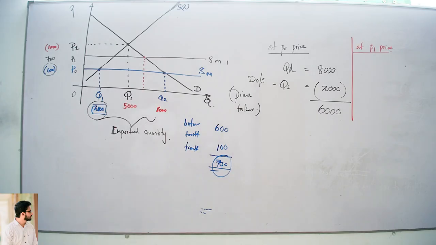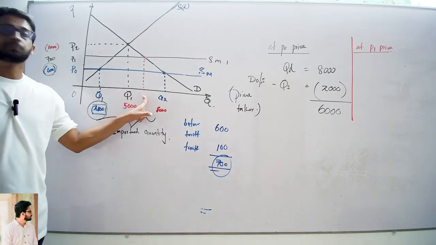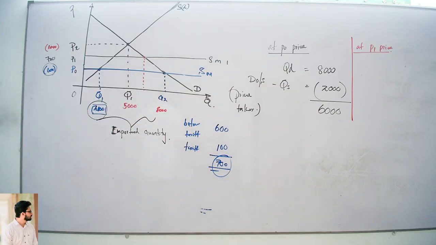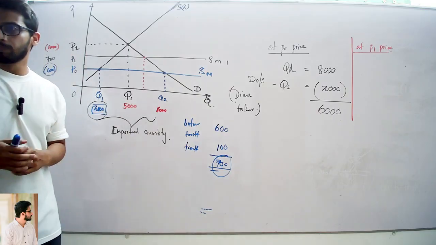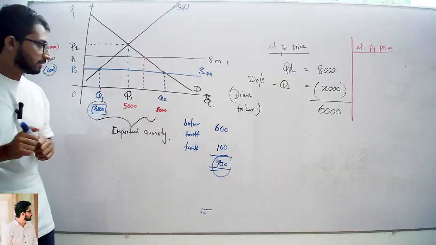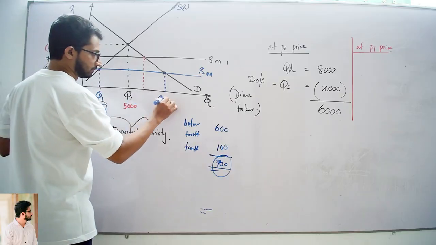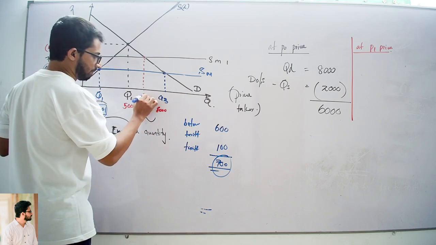Yes, Buddha. What happens to domestic demand now? Decrease. Tell me the reason as well. Why do domestic consumers reduce the demand? Because the price has increased. Price is higher now.